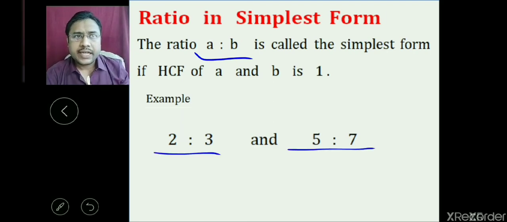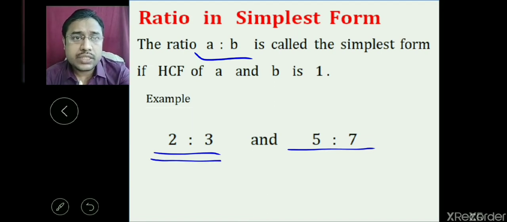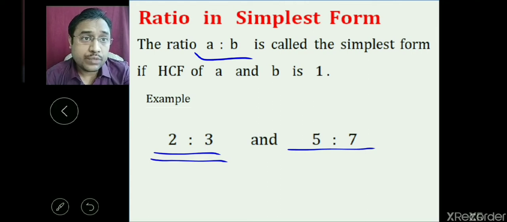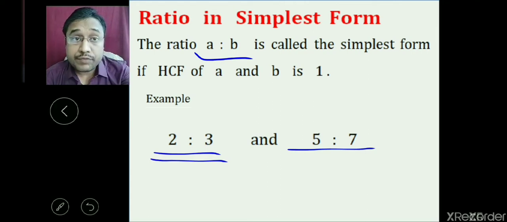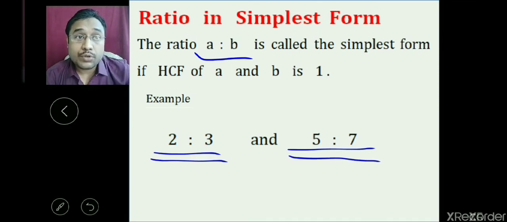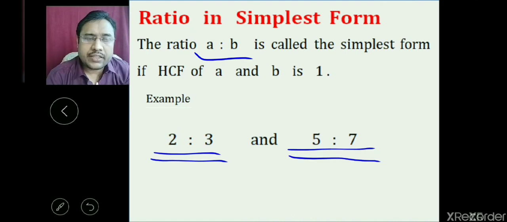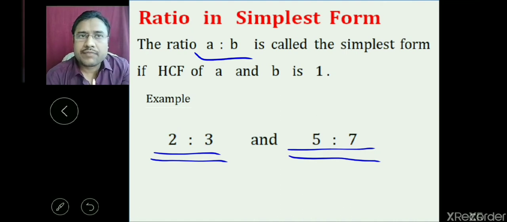These are the ratios in simplest form, because the HCF of 2 and 3 is 1, and similarly the HCF of 5 and 7 is also 1, because both are prime numbers. 5 and 7 are prime numbers, so their HCF will come 1 only. That means both the given ratios are in simplest form.